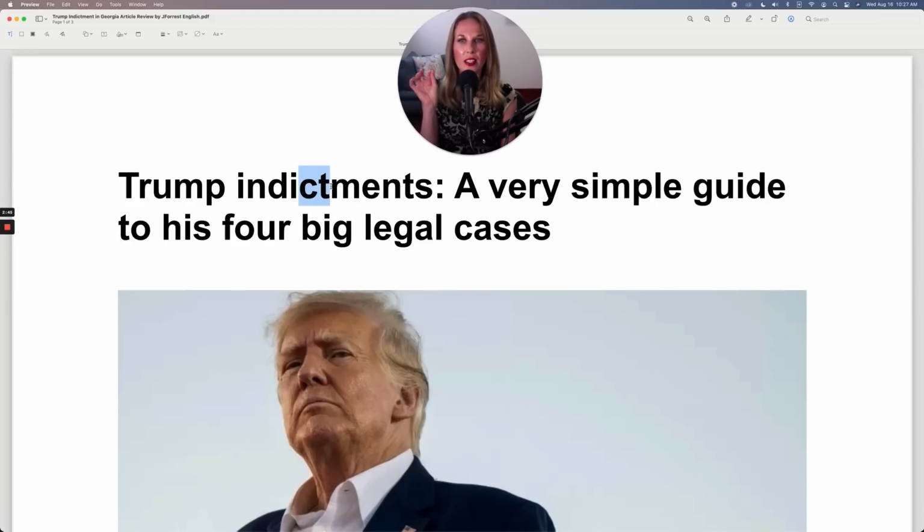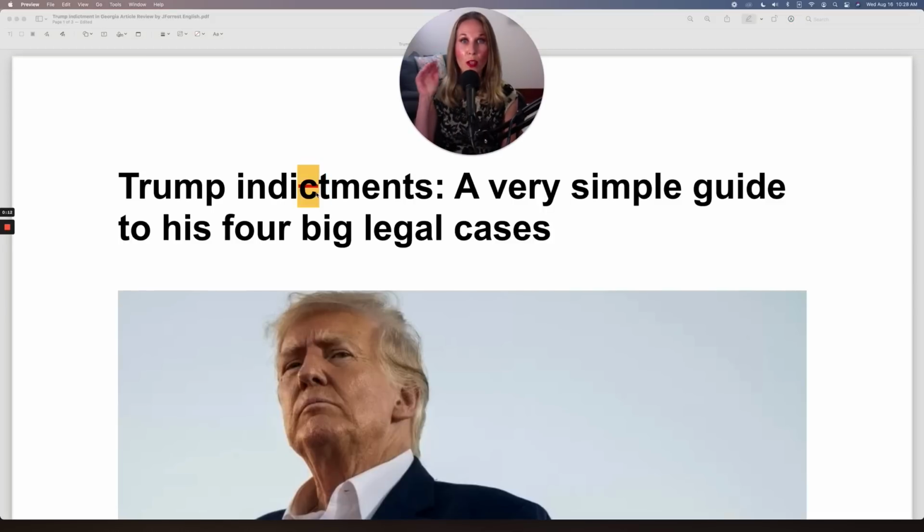So here, this pronunciation, indictments. I crossed out the C because you don't hear it in pronunciation. Trump Indictments, a very simple guide to his 4 big legal cases. In this sense, big means important or significant. They're important legal cases. They're significant legal cases. So they're big, not necessarily the physical size, but the importance.